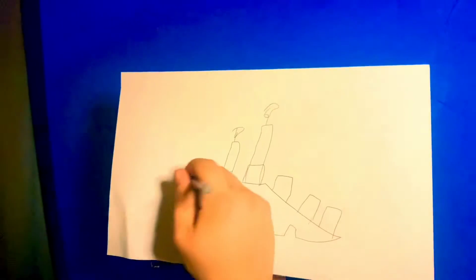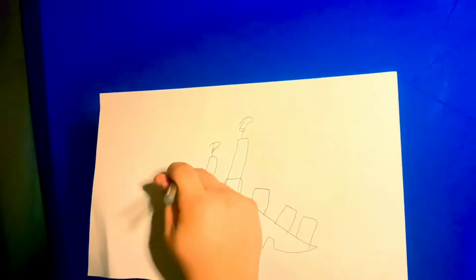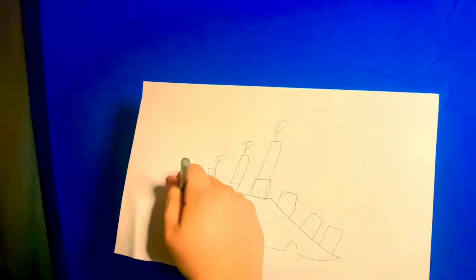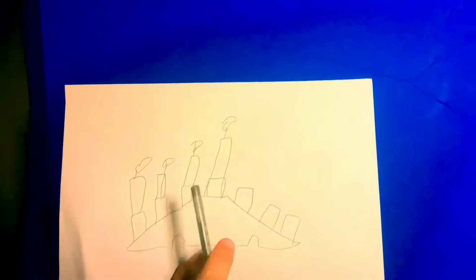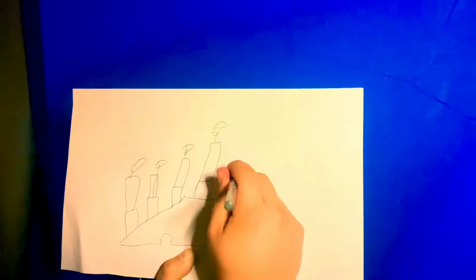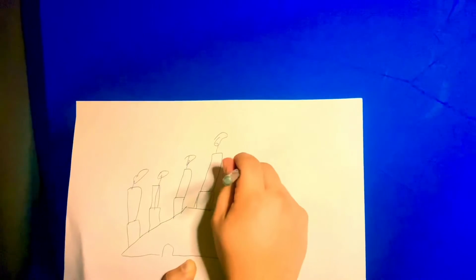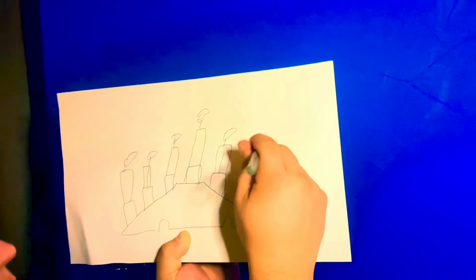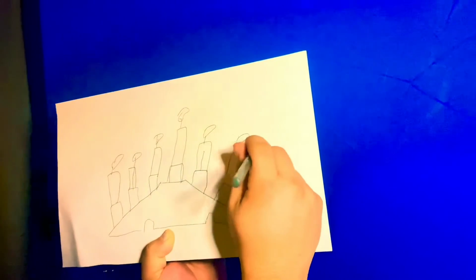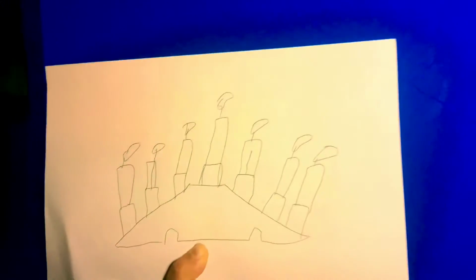I'm going to do the red ones first. There you go. Then the green ones. Two, three. Now here comes the fun part: coloring it in. However, I'm going to be coloring the base first.